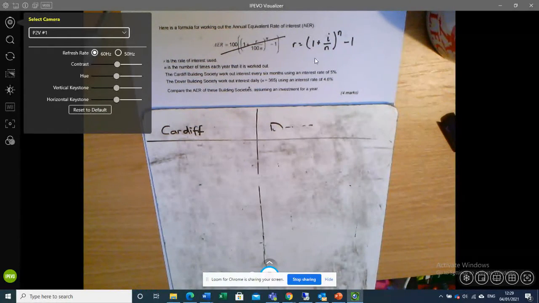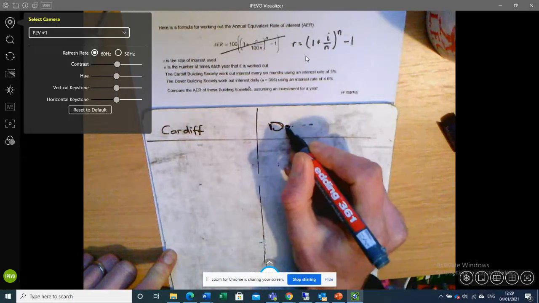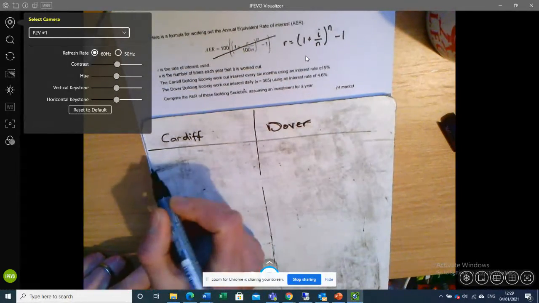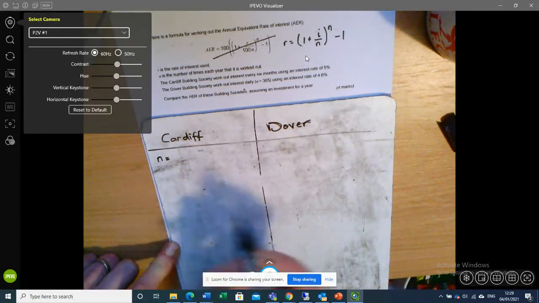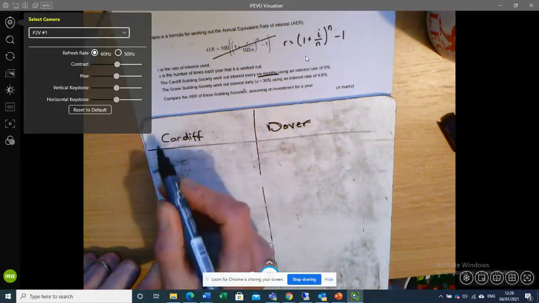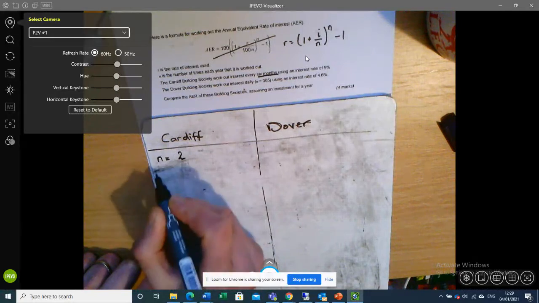I can't seem to get that off, so we'll carry on with it there. Okay, so here's the question. Now I've given you the correct formula here. So what we're going to do is separate my page in half. We've got Cardiff on the left and Dover on the right. So let's start with Cardiff. Our N for Cardiff, well, Cardiff is calculated every 6 months. So there are 2 lots of 6 months over the year. So N is equal to 2.